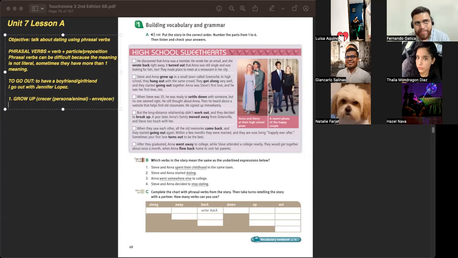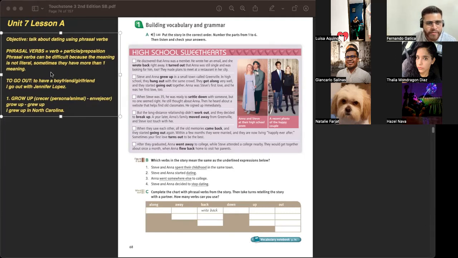So grow up. Look, what is the past of grow up? Grew up, right? Class, I grew up in North Carolina. Michelle, where did you grow up? I grew up in Puebla. Thank you. Hazel, where did you grow up? I grew up in Mexico City. Nice. And Noemi, where did you grow up? I grew up in Mexico City. All right, Mexico City is prominent in this group.